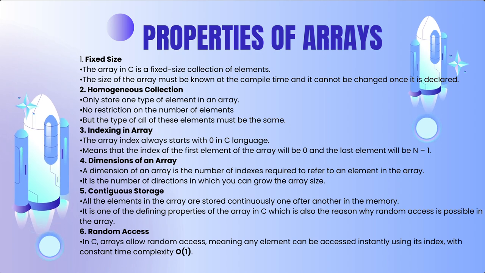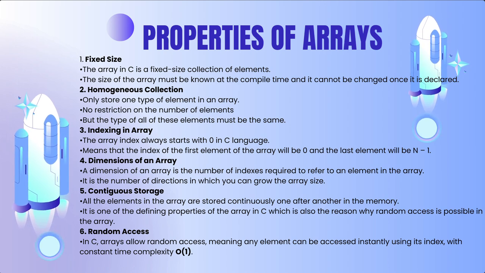Homogeneous collection: an array only stores one type of element. So we cannot store characters, integers, and strings all together in one array. It only stores elements of one particular type. There is no restriction on the number of elements. If we use initialization without mentioning the size, the compiler will take it automatically. But the type of all these elements must be the same. We need to make sure of that.